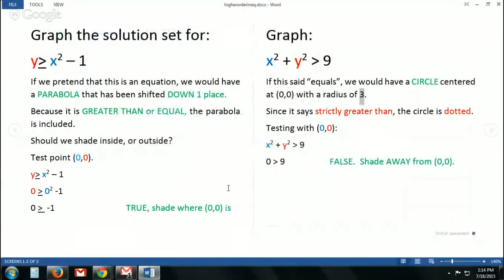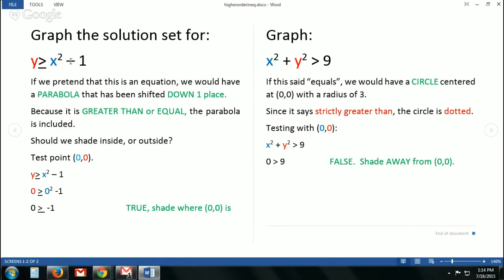Let's look at an inequality that has a higher exponent, like a 2 for the exponent or more. For instance, the one that is here, y greater than or equal to x squared minus 1. Just like we did with the linear inequalities, let's first pretend that that says equals. If it said y, or maybe f of x even, equals x squared minus 1, the shape that we would have would be a parabola.